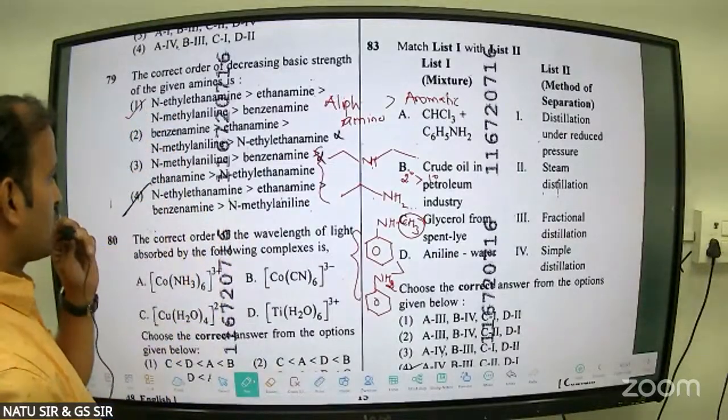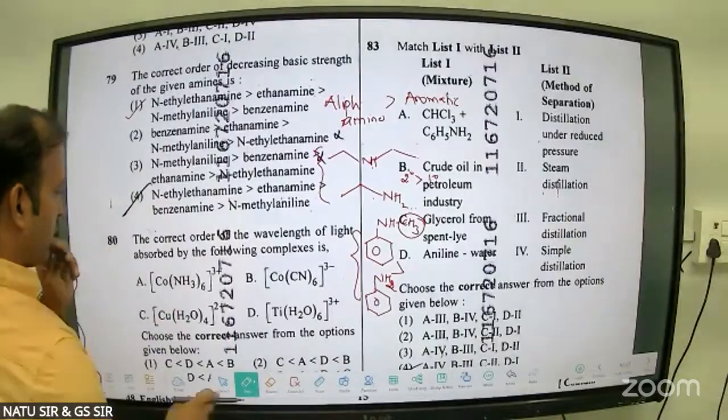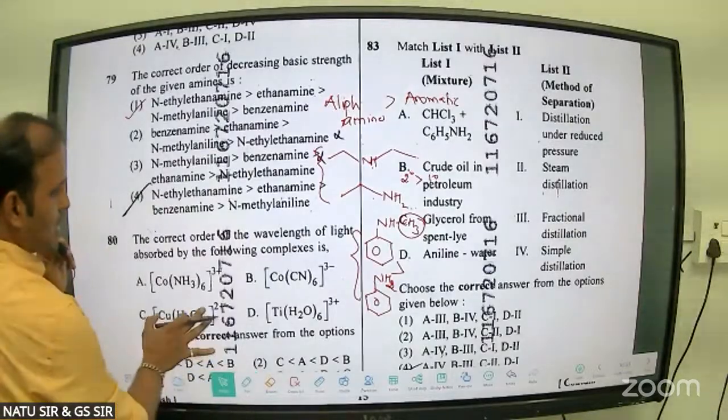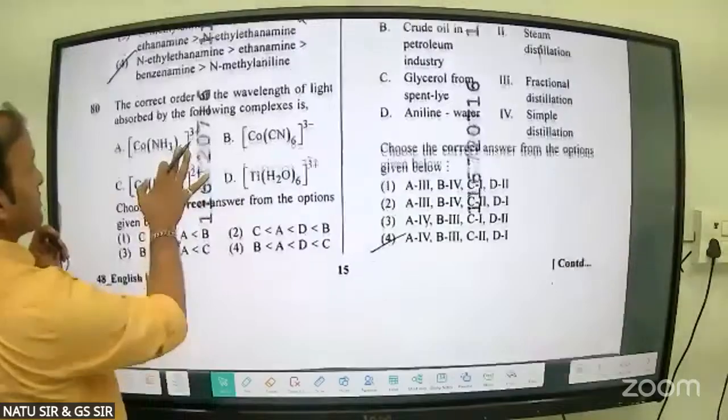Question number 80, the correct order of the wavelength of the light absorbed by the following chromophores. Again, this question has the combination of the concepts.